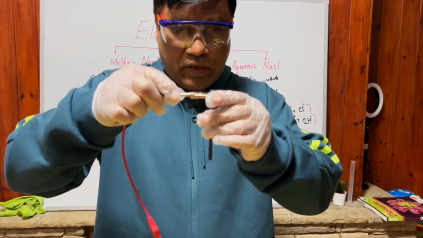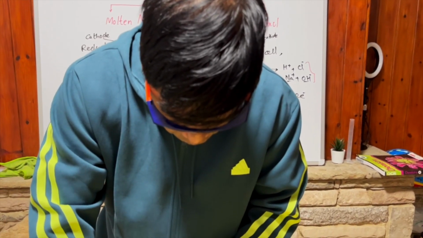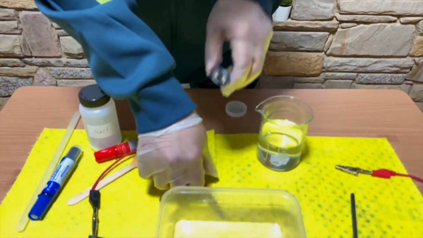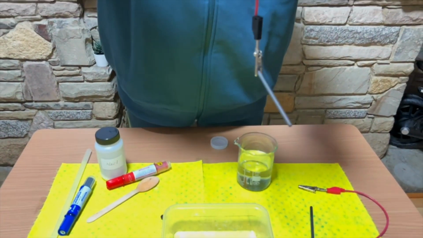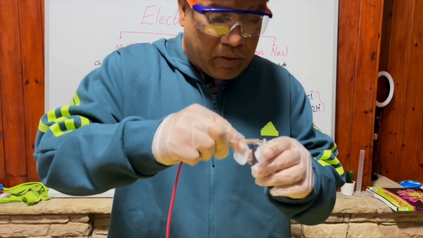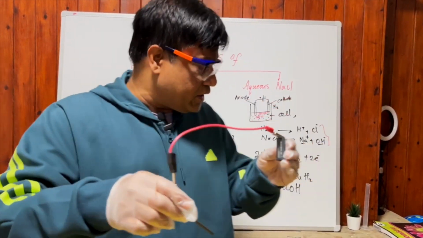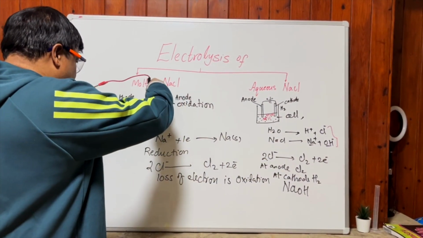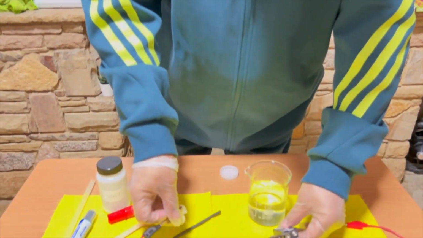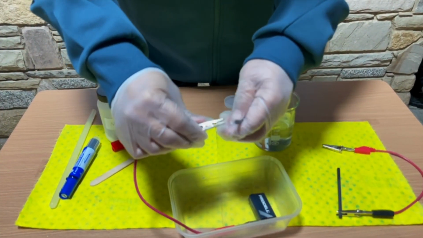Look at that one. That's the graphite electrode, and one more crocodile clip that goes here. When you connect this clip to the negative terminal of the battery, that electrode becomes, any guesses? Cathode. Negative end, cathode. Negative end of the battery, that's the cathode. And one more, which is connected to the positive end of the battery, that becomes anode.